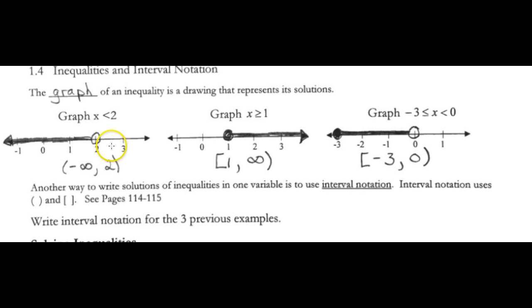So you cannot include positive or negative infinity. We use parentheses whenever we have positive or negative infinity. We do not want to include the 2. We showed that in the graph with a hollow circle. We show that in interval notation with parentheses. Our next graph, we included the 1. We will use square brackets in interval notation to show that the 1 is included. We keep going to the right as far as possible until we get to positive infinity, and we use parentheses whenever we use positive or negative infinity. Here we have a square bracket to show that the negative 3 is included. The 0 has a parenthesis to show that it is not included.